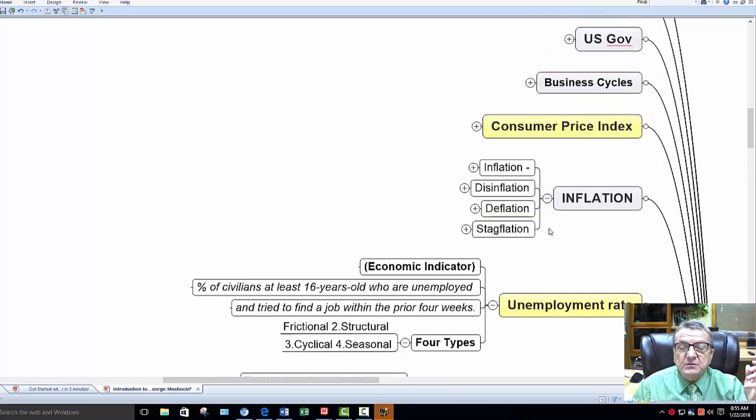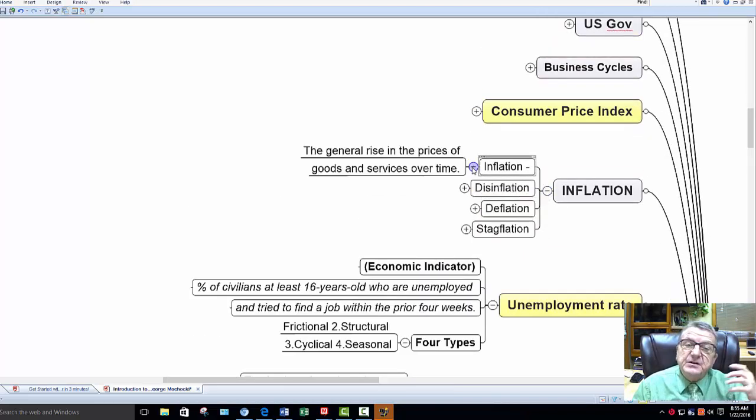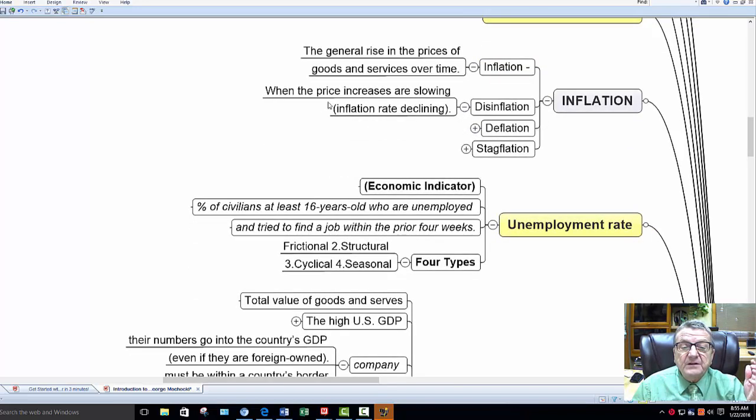Now, the inflation rate. Inflation is a general rise in the prices of goods over time. Disinflation is when prices are increasing slowly, and the inflation rate is declining.